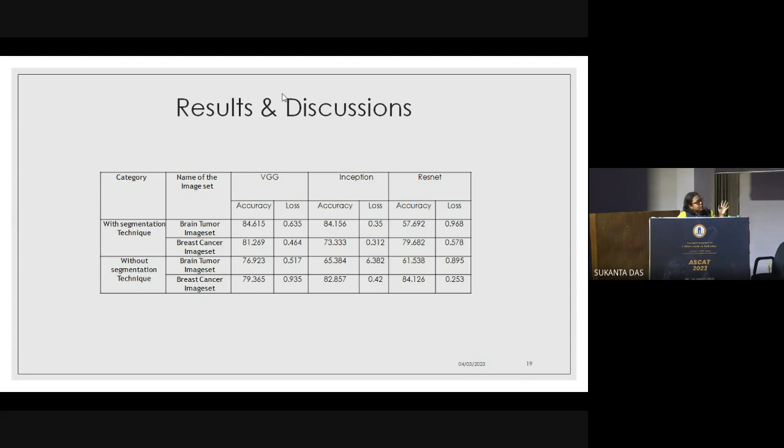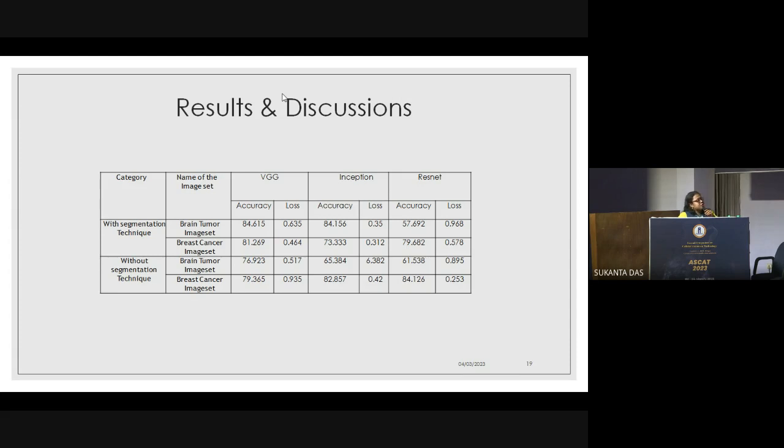Whereas without the segmentation technique, for the same data set, I have seen that 76.923% is the accuracy for brain tumor. Compared with the existing ML/DL techniques, because I believe 84% is quite low. Less than 90% is quite low, actually.